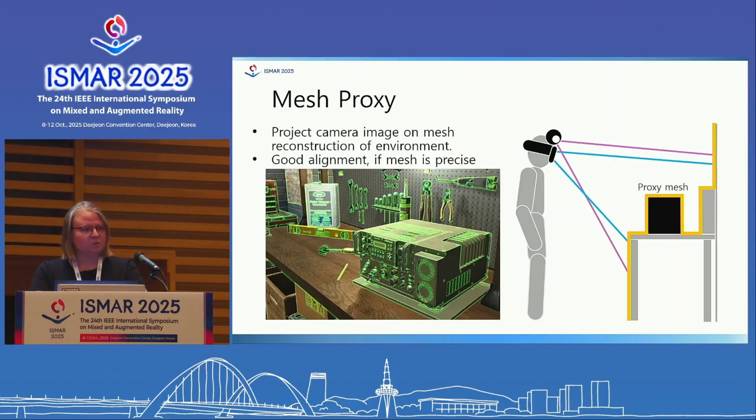Here we use a spatial reconstruction of the scene and then proceed as before. We project the camera image on top of the mesh. This creates good alignment if the mesh is precise. So in this method, the alignment quality is related to the quality of the mesh reconstruction.